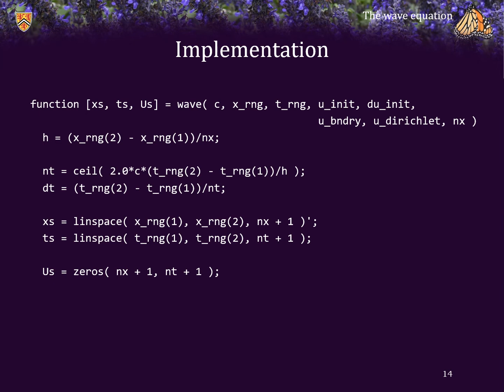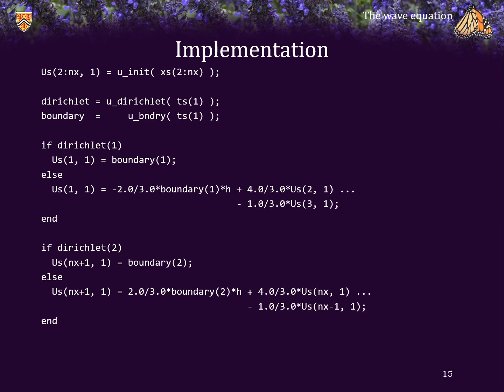Okay, so we calculate h, we determine the appropriate value of n sub t, and that gives us the value of delta t. We therefore create a vector of all the x values and a vector of all the t values. And we create a matrix of the appropriate size.